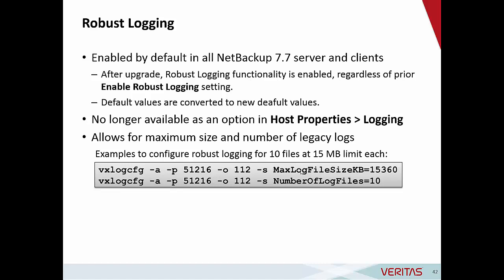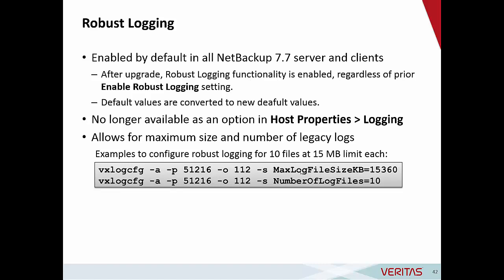The setting doesn't actually appear in the admin console anymore, although it still might be in your bp.conf file if you've upgraded from an older version. And all robust logging ever did was, again, control rollover. So you could use the vxlogconfig command with originator 112 to change the rollover for all of your legacy logs. The example shown here is we're going to configure the legacy logs to have no more than 10 files per process, and they can get no more than 15 megs each.